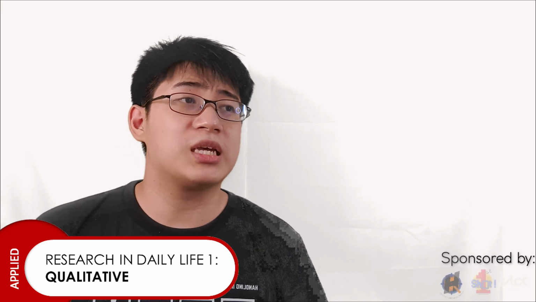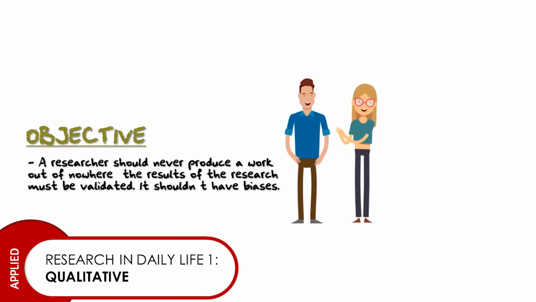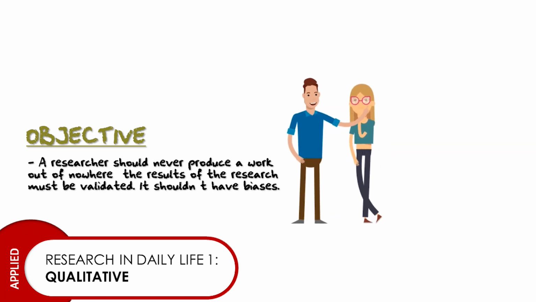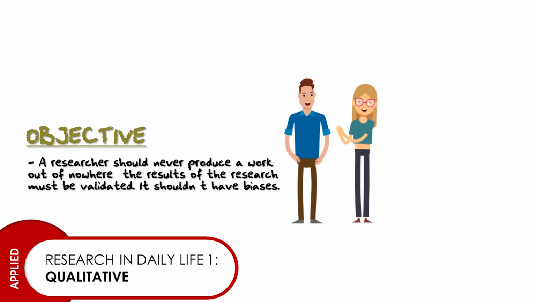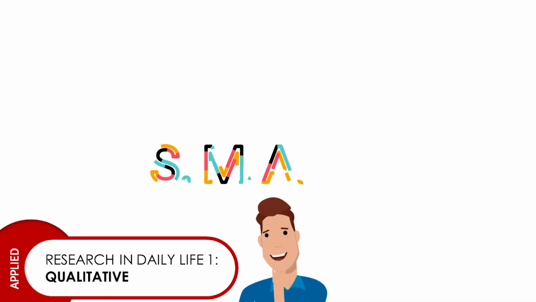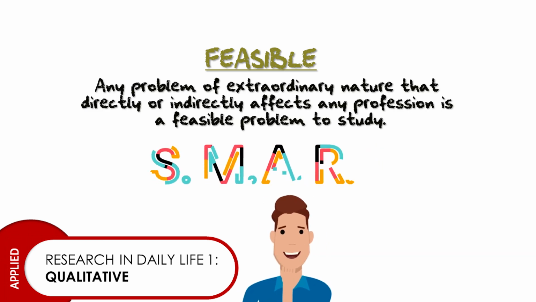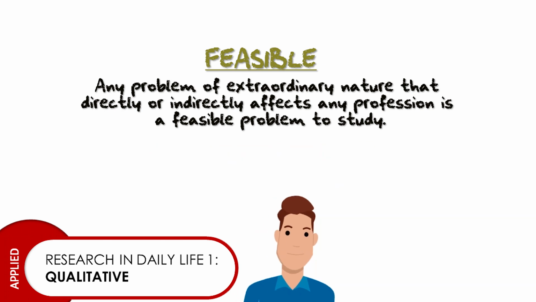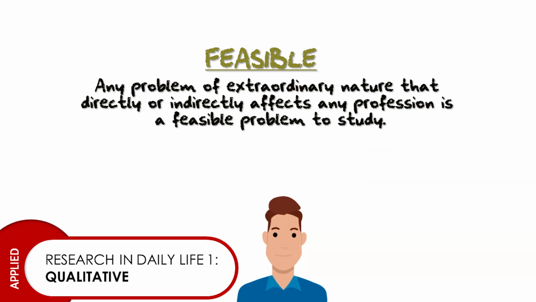Now, number 2, research is objective. When we talk about objective, you as a researcher should never produce a work out of nowhere. Okay? The results of the research must be validated and it should never have biases. The third one is feasible. The research that you should be doing should be feasible for you as researchers. Any problem of extraordinary nature that directly or indirectly affects any profession is a feasible problem to the study.